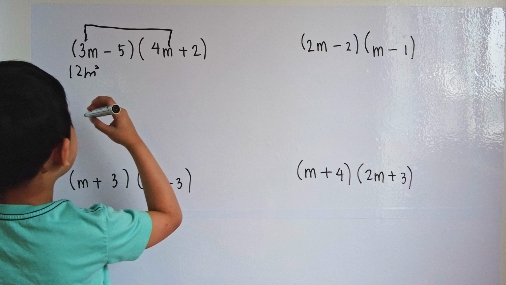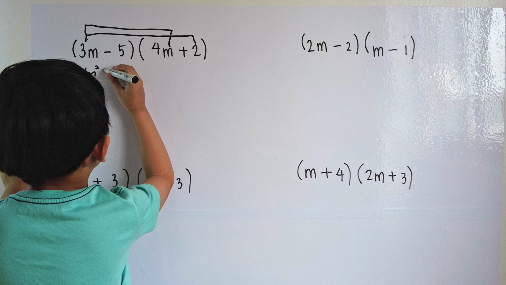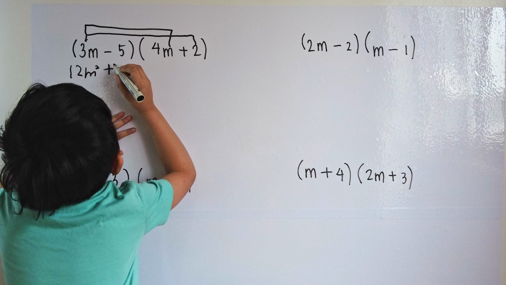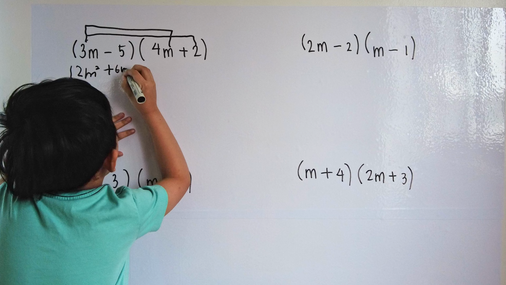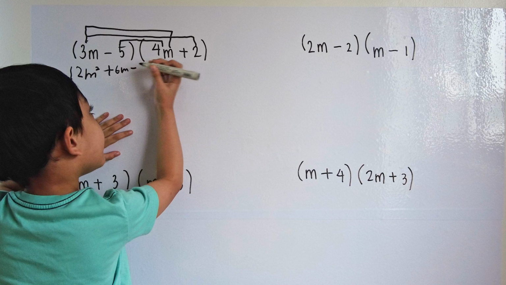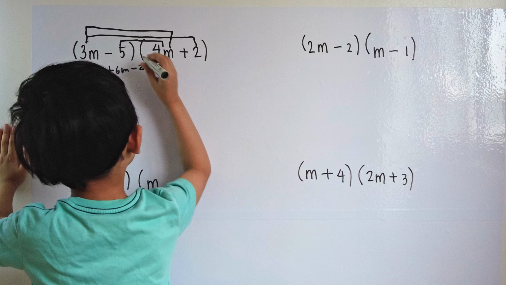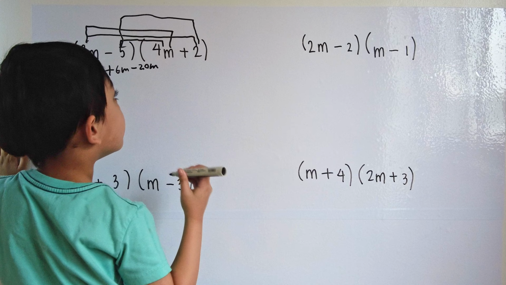3 times 4 equals 12 a raised to 2. And then this 2 times 2 here, so plus 2a, plus 6. And then this 5 here times 2 here, and minus 20. And then this 2 times 2 here and then minus 10.